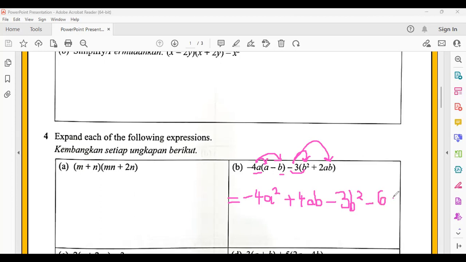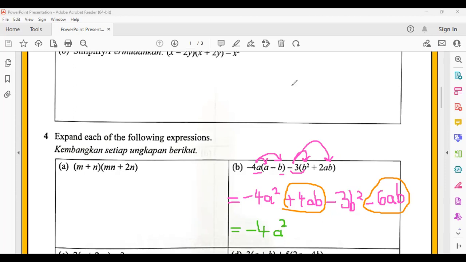And then ab follows. Now, can you see ab? There's positive 4ab and there is a negative 6ab. These two can be combined. You see that? These two can be combined. So now you write back negative 4a squared, the first term. Okay, you write it back.